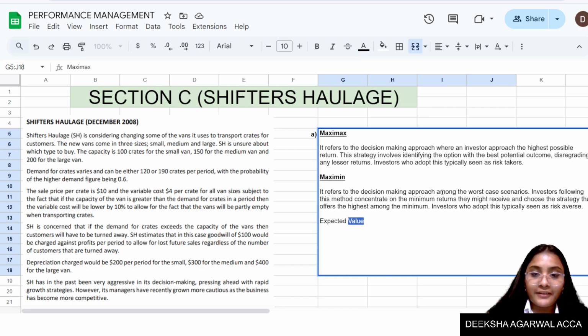Now last, expected value they're asking me. So what is expected value? Let's do it. Expected value means calculating the average return based upon the likelihood of different outcomes, right? It involves calculating the average return based on the likelihood of different outcomes, you can say.